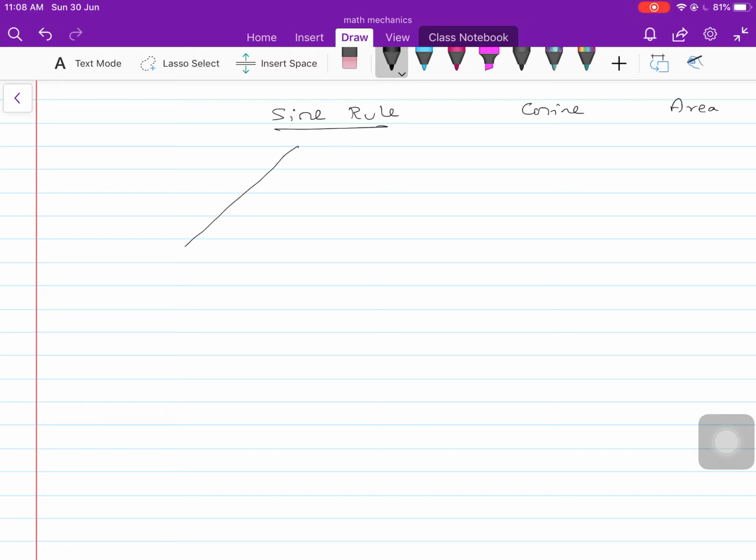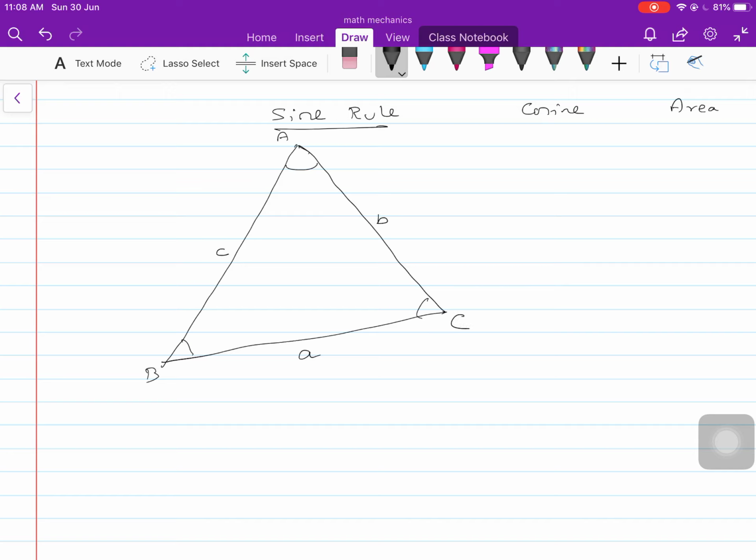So in a non-right angle triangle, let us take this as a non-right angle triangle. Let it be a scalene also. So the vertices are A, B, and C. The side opposite to A is small a, the side opposite to angle B is small b, and the side opposite to this is small c. So the length of this is a, the length of this is b, the length of this is c.